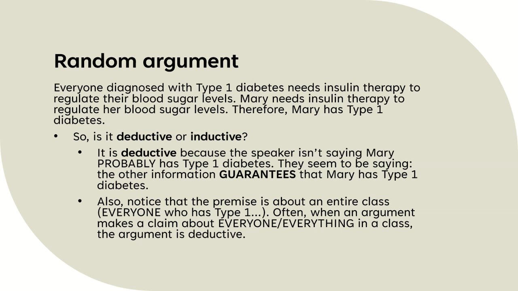All right, so what is it? Well, it is deductive. Why? Okay, basically it's because the speaker isn't saying that Mary probably has type 1 diabetes. The speaker seems to be saying that it's guaranteed that Mary has type 1 diabetes given this other information.